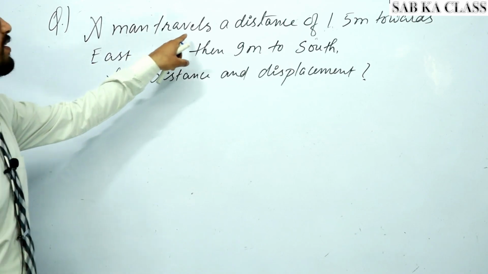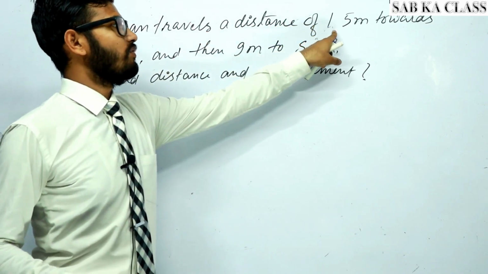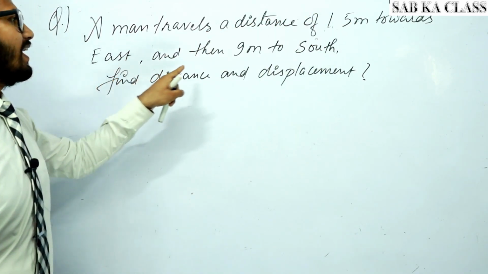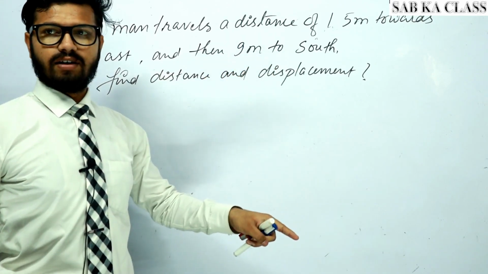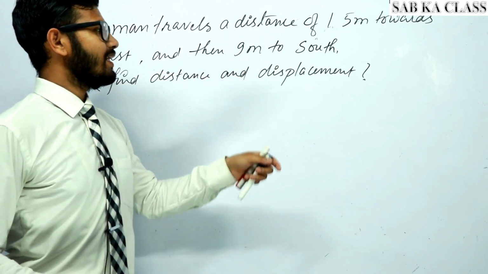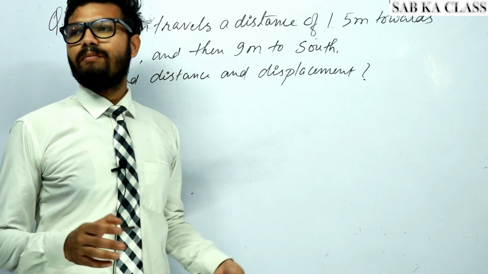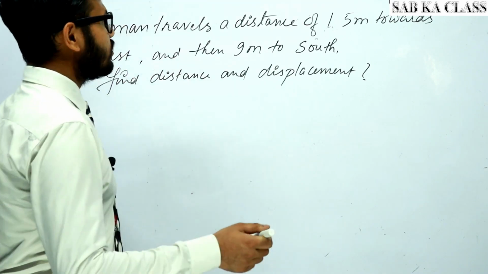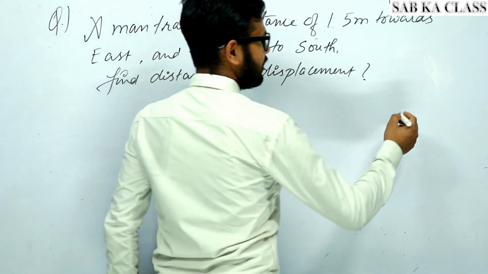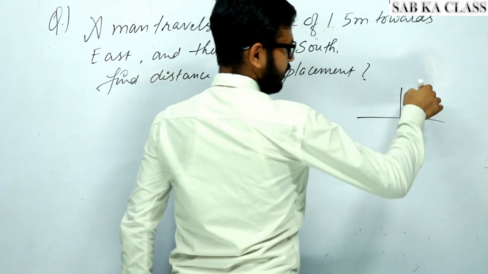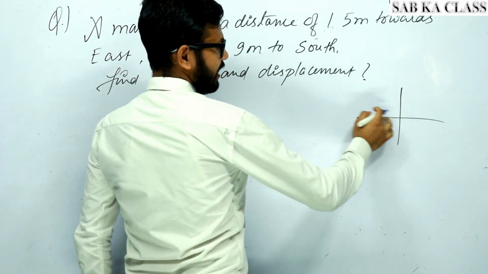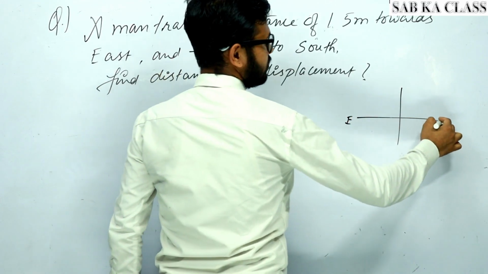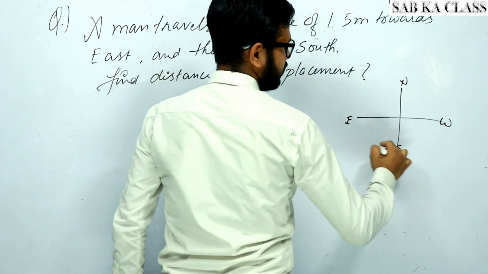A man travels a distance of 15 meter toward east and then 9 meter toward south. Find the distance and the displacement of the body. Clear? It is a very good question. So let me indicate the directions here. Let us consider this side is east and this side is west. This is north, this is south.